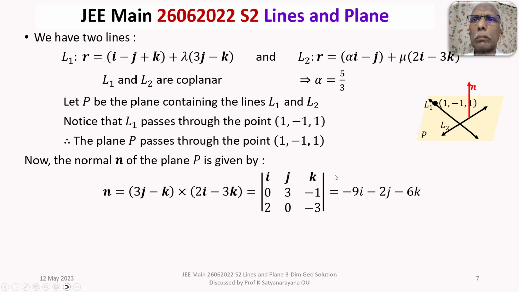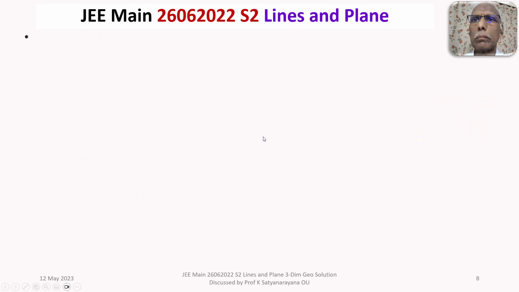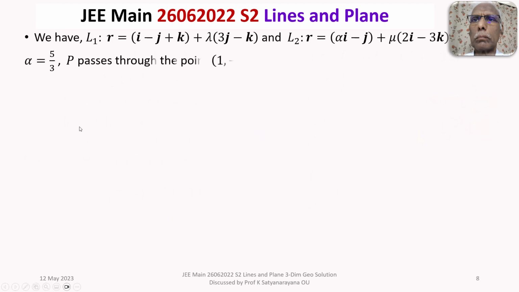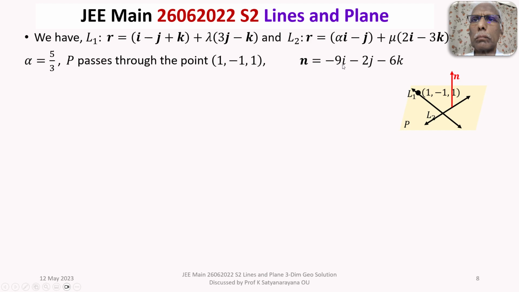Expand by first row and obtain the answer as -9i - 2j - 6k. So in this, -9, -2, -6 are the direction ratios of this normal. We continue in the next slide. Right, we have alpha, and P passes through (1, -1, 1), and the normal to the plane is -9i - 2j - 6k.